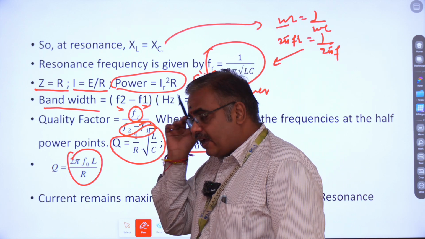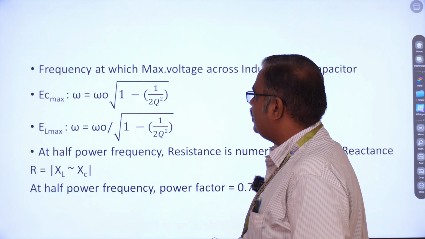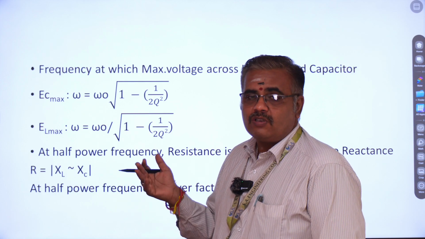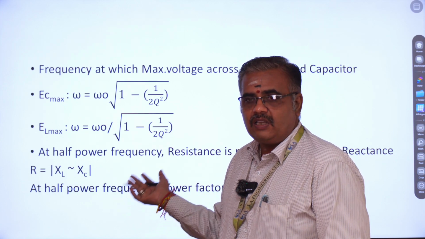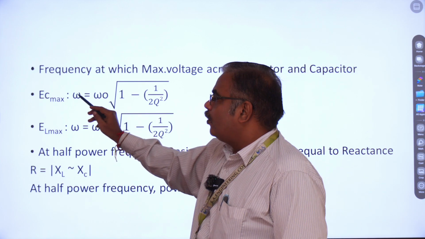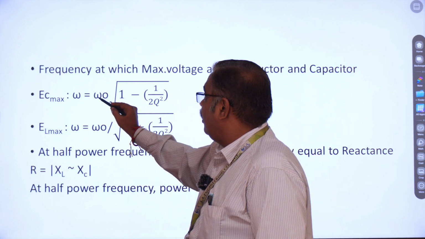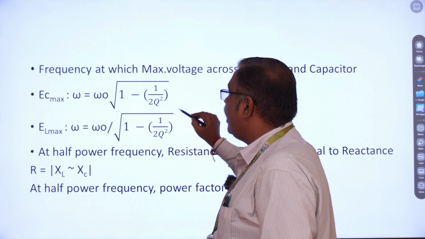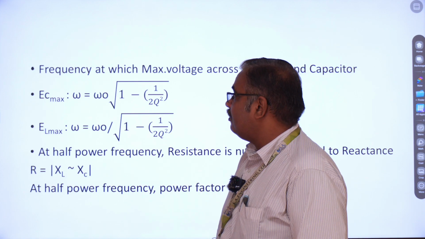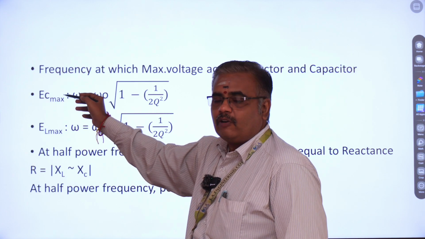And of course, as we discussed, the current flow remains maximum for a series RLC circuit under resonance condition. Next is, what about the voltage? We were talking about the current alone, and the frequency, different parameters, quality factor, as well as the bandwidth. Now when we talk about the voltage, you'll be getting a maximum voltage across the inductor and capacitor at this frequency: omega is equal to omega naught root of 1 minus 1 by 2 Q square, where Q is the quality factor. EC max will be known as the maximum voltage across a capacitor.